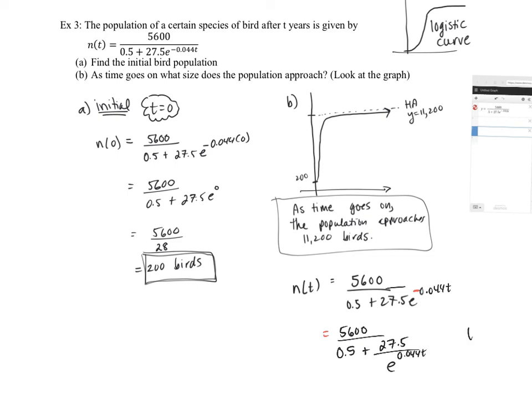So as time goes on, as t is going towards infinity, what's happening here? We're dividing by a bigger and bigger thing. Think of this in terms of money. If we had $27.50 and we're sharing it between more and more people, what each of us gets goes towards 0. So that becomes less and less. And what we end up getting closer and closer to is just 5,600 divided by 0.5, which is 11,200.